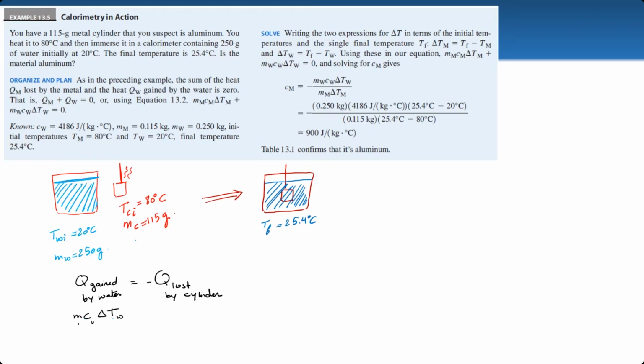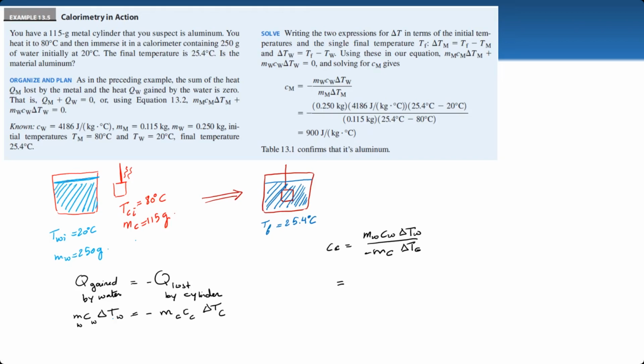MC delta T of water equals minus M of the cylinder, C of the cylinder, which is that of aluminum, hopefully. I'll just leave it as C to see what we'll get, times delta T of the cylinder. Now I'll substitute. So what I want is C of the cylinder. I can rearrange for that. And this is equal to M water, C water, delta T water over M cylinder times delta T of the cylinder, and there's a minus sign.